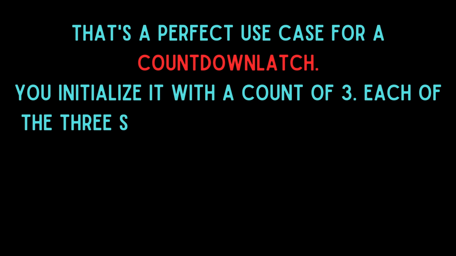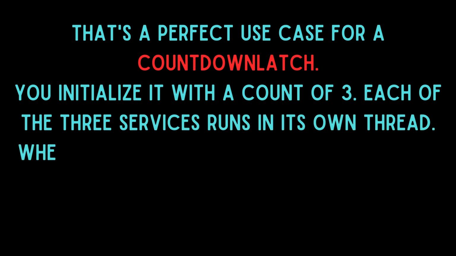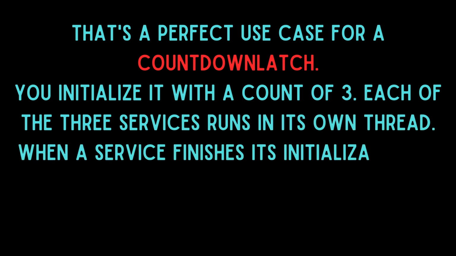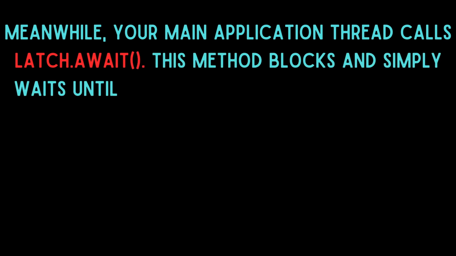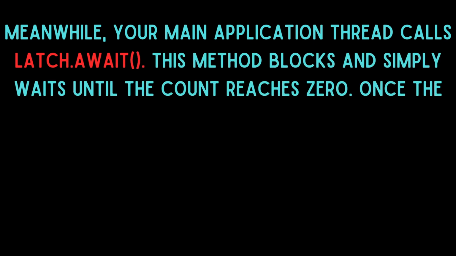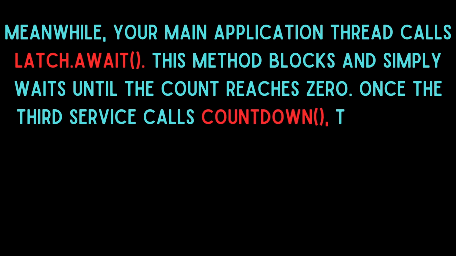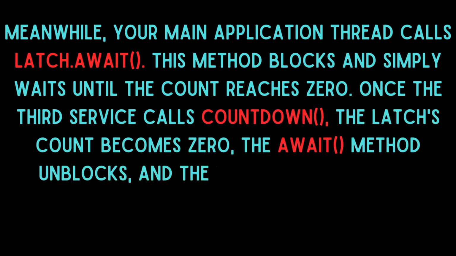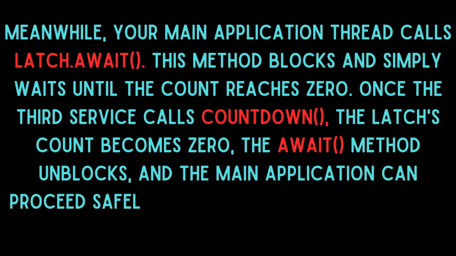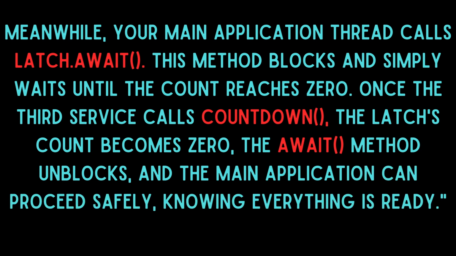You initialize it with a count of 3. Each of the 3 services runs in its own thread. When a service finishes its initialization, it calls the countdown method on the latch. Meanwhile, your main application thread calls latch.await. This method blocks and simply waits until the count reaches 0. Once the third service calls countdown, the latch's count becomes 0, the await method unblocks, and the main application can proceed safely, knowing everything is ready.